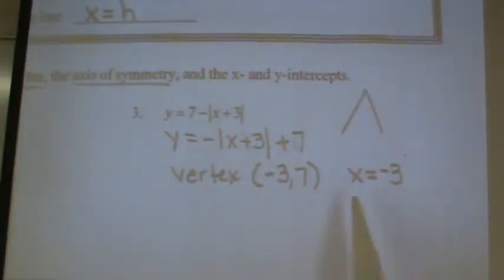Axis of symmetry is x equals negative 3. It's always this, the vertex, this number right here, always. Okay, flip it over.